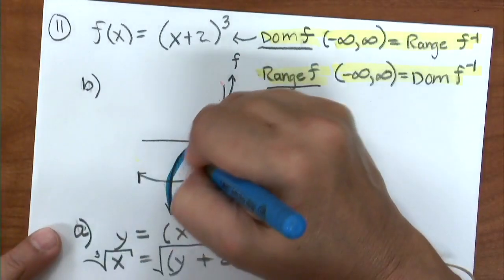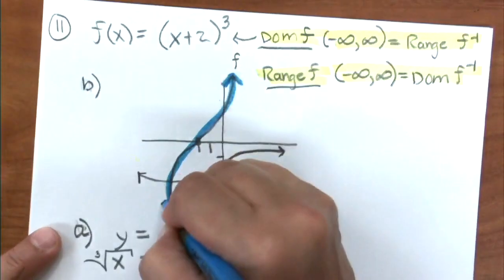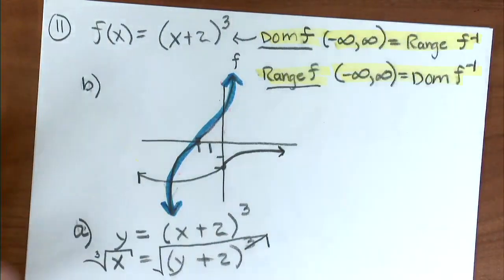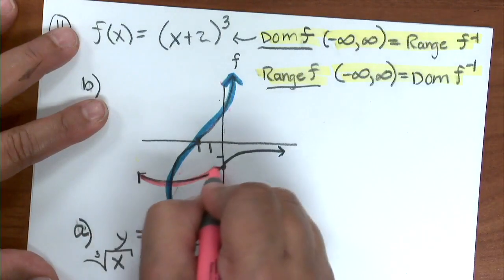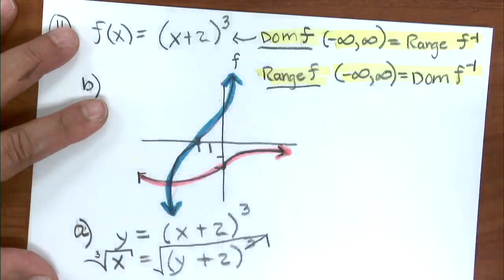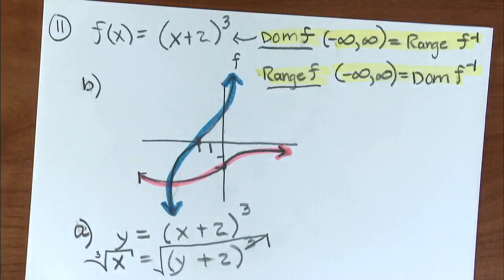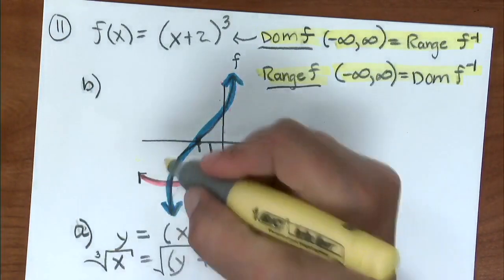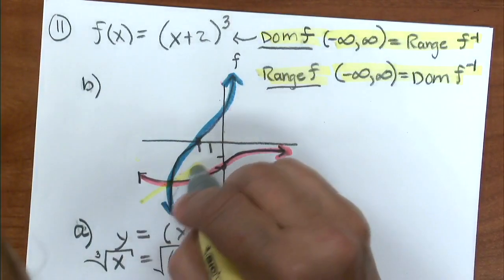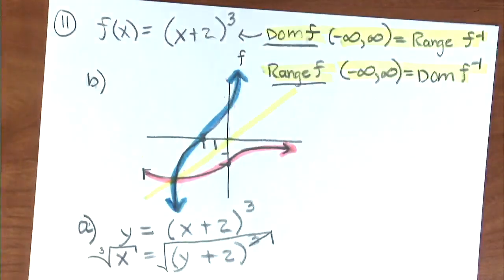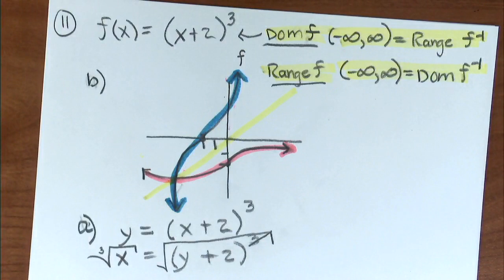Okay, this was the original. This was my inverse. And here's the line that splits it down the middle. Okay, you got matching images on either side.